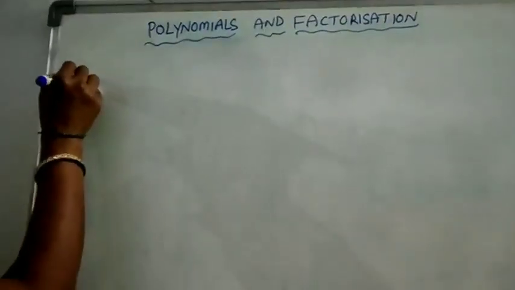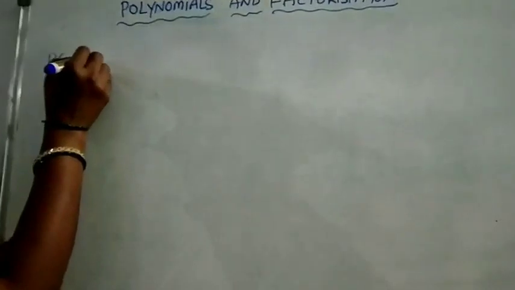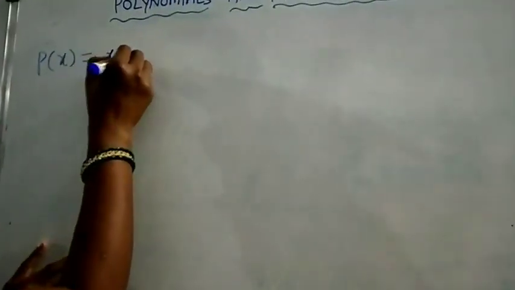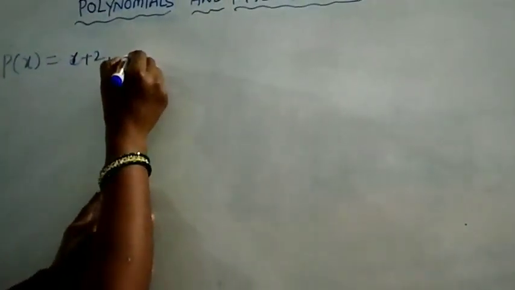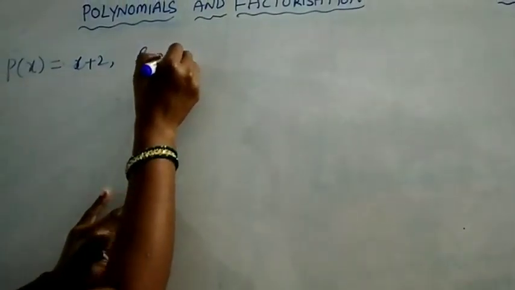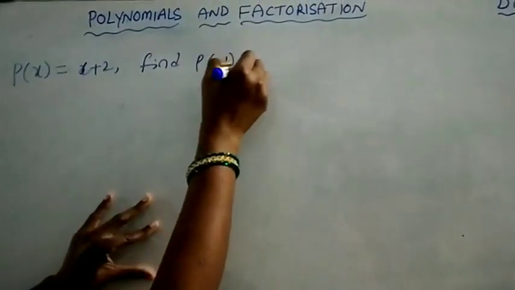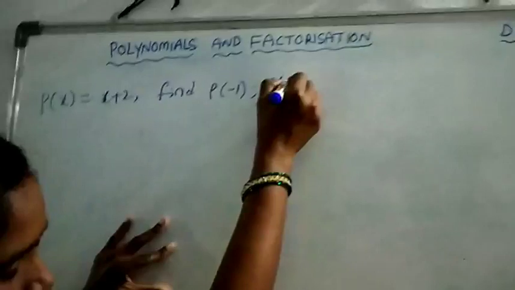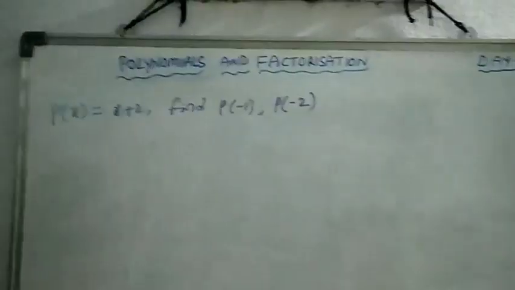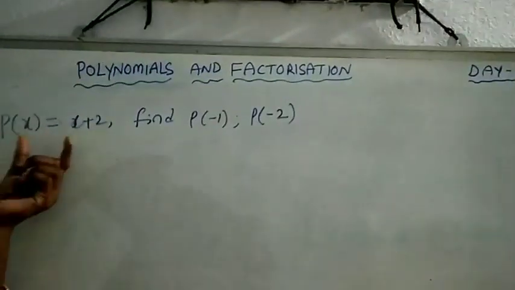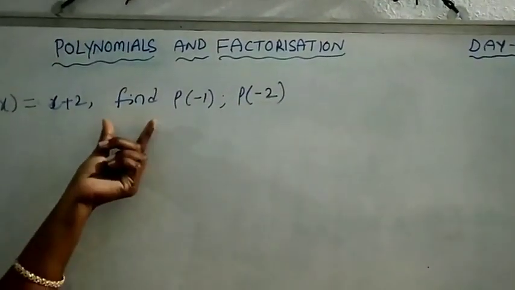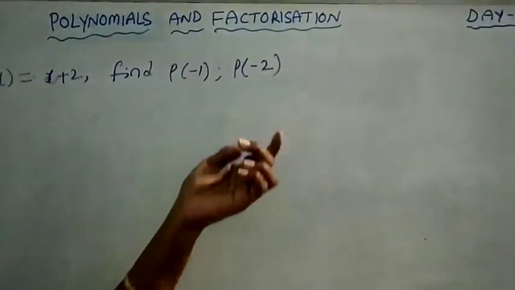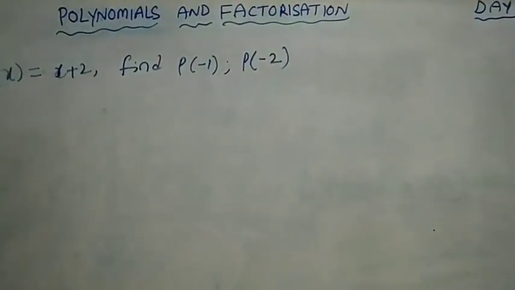We will see one problem, children. P of x is equal to x plus 2. Then find P of minus 1 and P of minus 2.